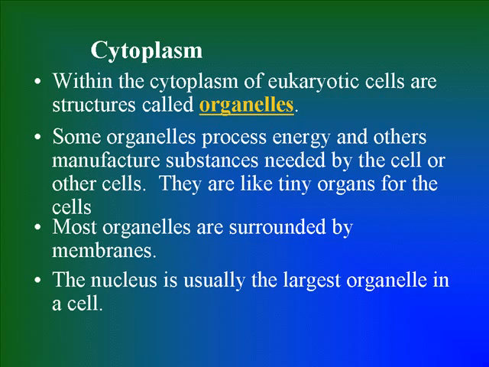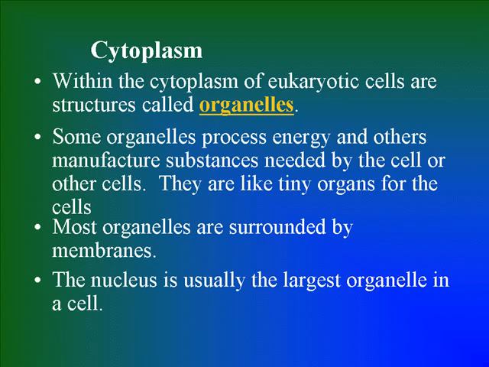So some organelles process energy just like our bodies do, right? The digestive system, all those organs in the digestive system help us process our food, which creates energy. Other organelles manufacture substances needed, just like various organs in our body makes different things, like the bone marrow and the bones make the blood, the oxygen gets provided by our lungs, and all those things. So again, they're just tiny organs for the cells. Most organelles are surrounded by membranes to kind of hold them together, just like our stomach has kind of a skin around it to hold it together, and so on.